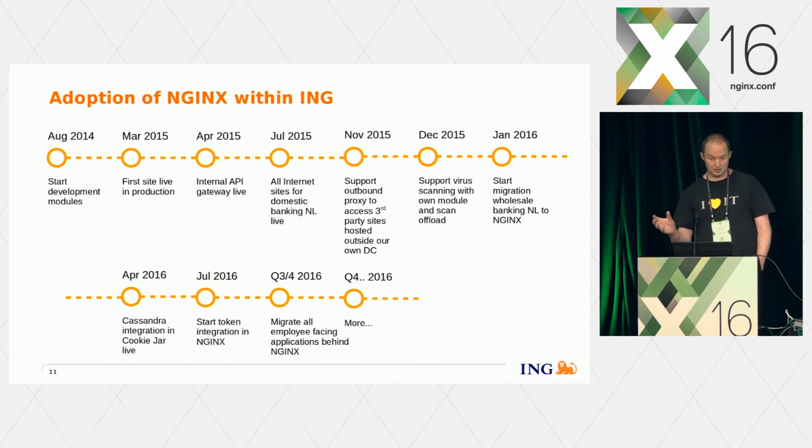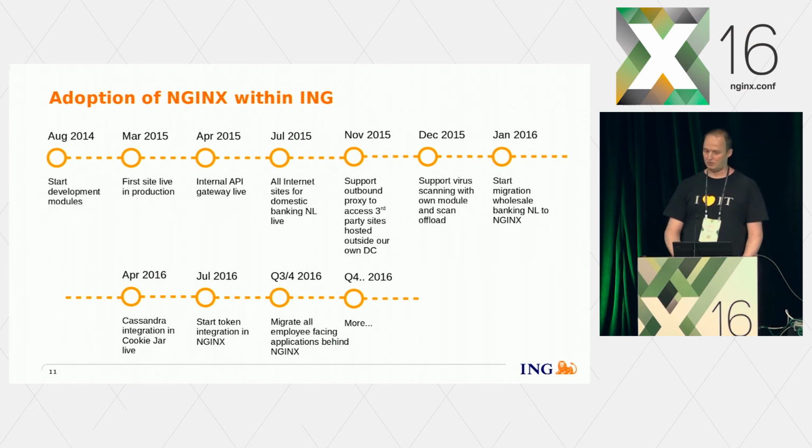The last part that we are doing is also the integration of tokens, but also the move of all the employee-facing internal sites to nginx as well. So once that happens, everything is in nginx, and we can see all the traffic in there, and we can manage all traffic and access based on one single access way, and that is the access tokens that we use.